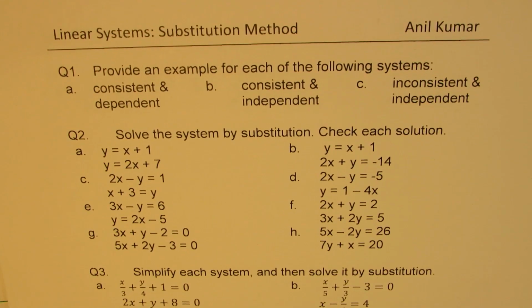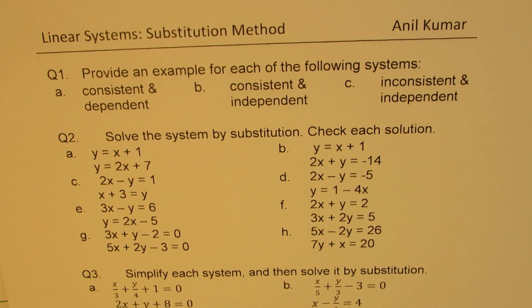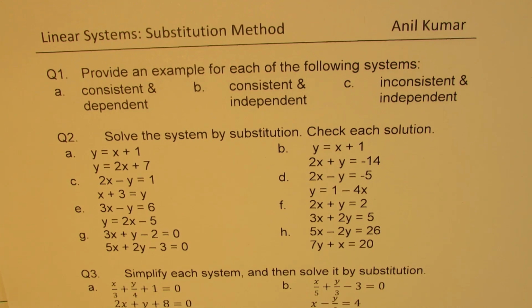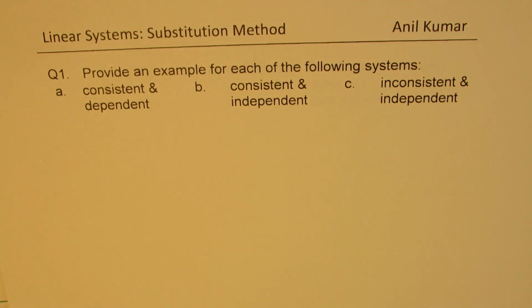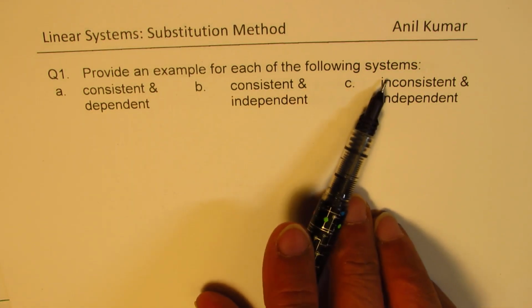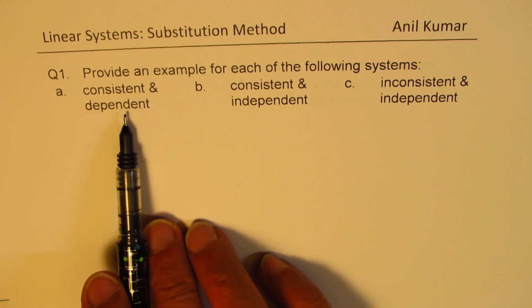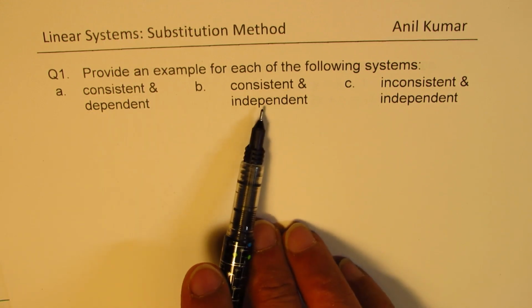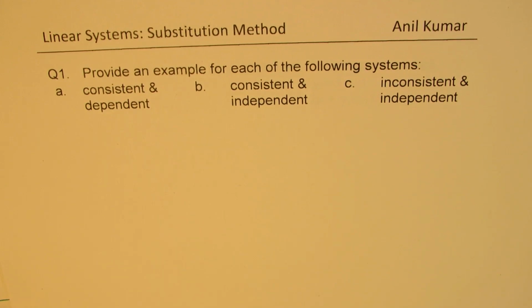The very first question also involves a few definitions of consistent, dependent, and independent terms, which creates confusion for many students. So let's begin from here and see how to solve linear systems using the method of substitution. Well, the very first question is a communication question which says, provide an example for each of the following systems: consistent and dependent, consistent and independent, inconsistent and independent, right? So that is the kind of question.